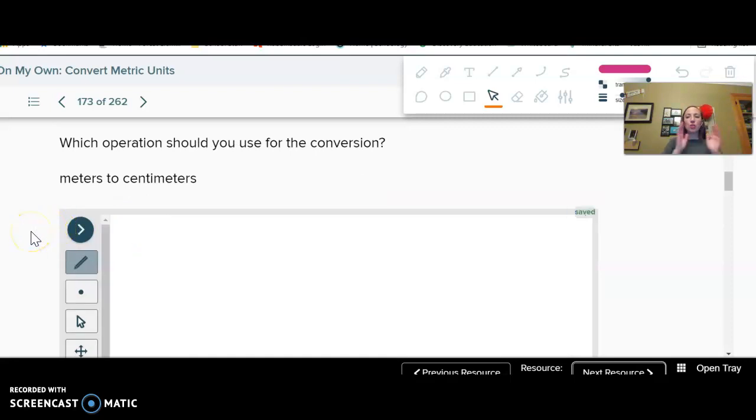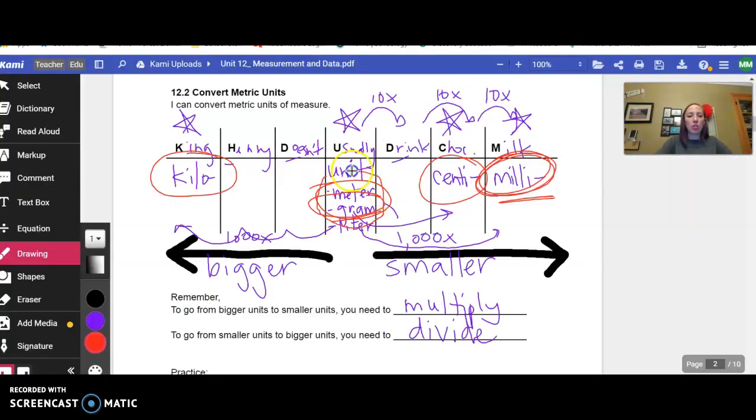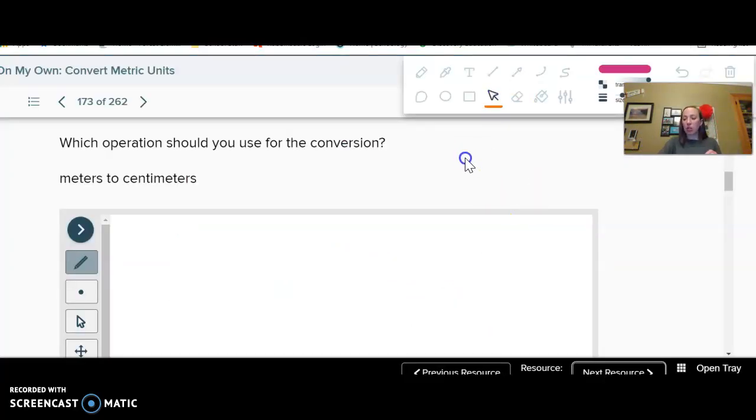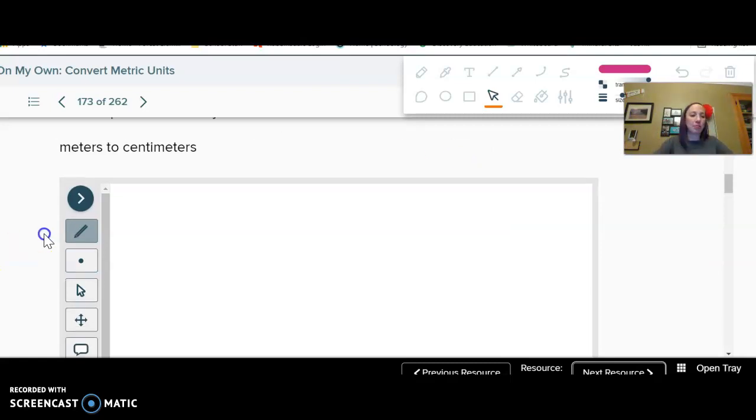All right, meters to centimeters. Go ahead and choose what operation. All right, hopefully, again, you thought about, okay, meters are in the middle here. Centimeters are right here. Meters are bigger than centimeters. So to go from meters to centimeters, we need to multiply because we're going from a bigger to a smaller unit.